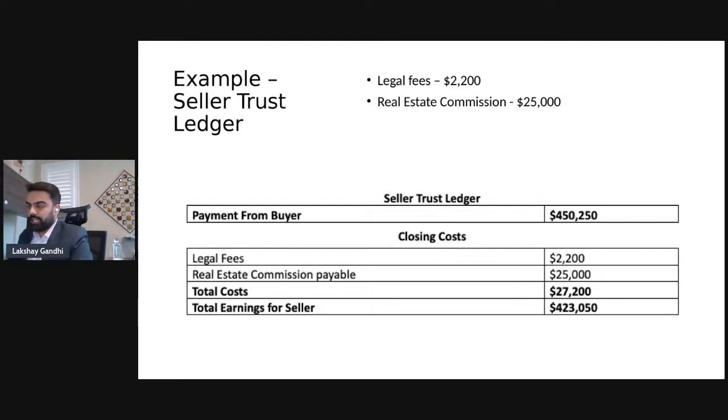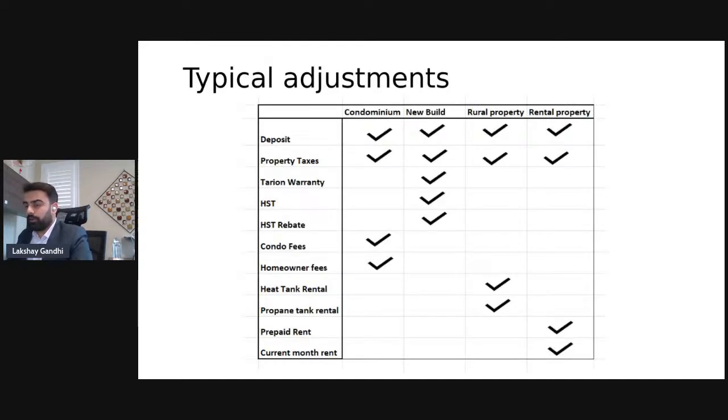Now that we understand the difference between the seller's trust ledger and the buyer's trust ledger, I'm going to end off the slideshow today by going over the typical adjustments in different types of properties. If you have a condominium that you're buying or selling, a resale property, you're going to see deposit, property taxes, condo fees, and homeowner fees on your statement of adjustments.